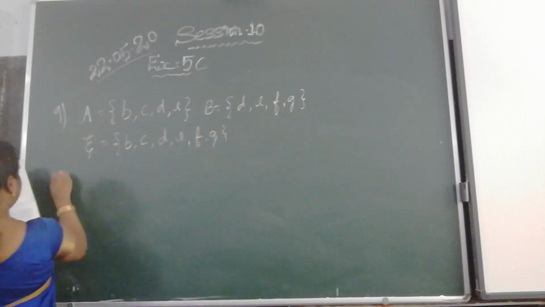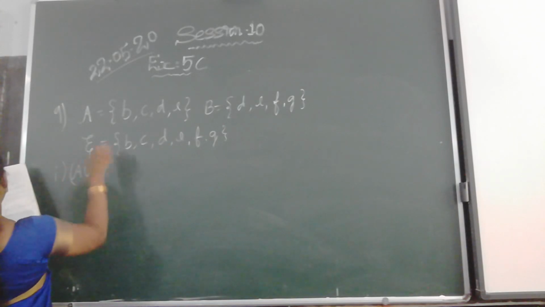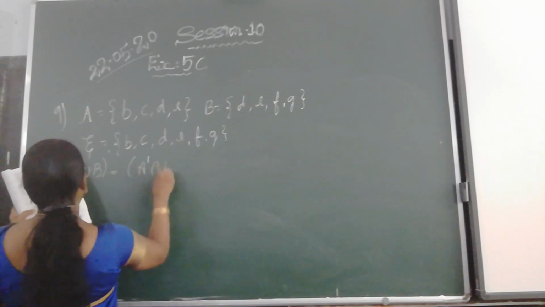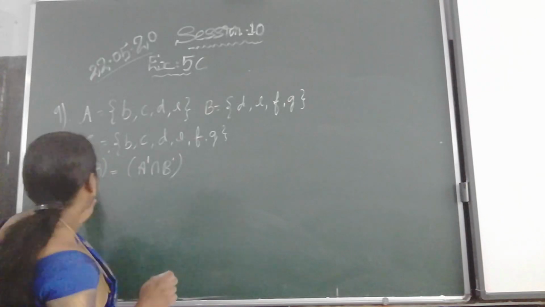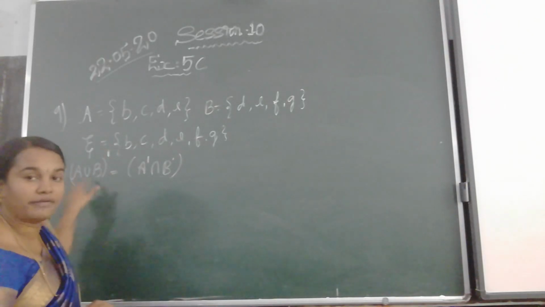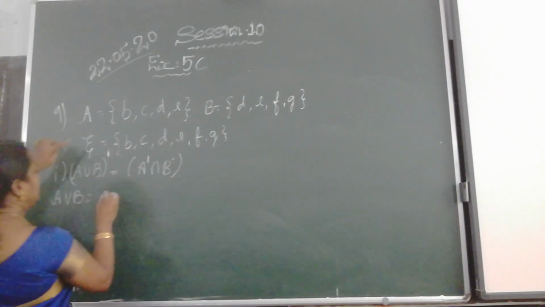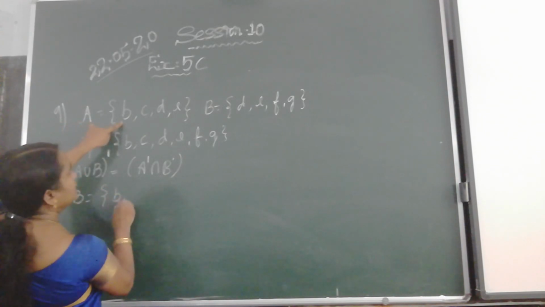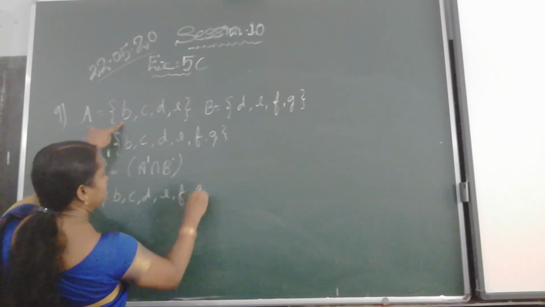What do we have to verify? A union B complement equals A complement intersecting B complement. Children, when complement is given, first we have to find A union B, and after that find the complement. So first we will do A union B. A union B means B, C, D, E, F, G.